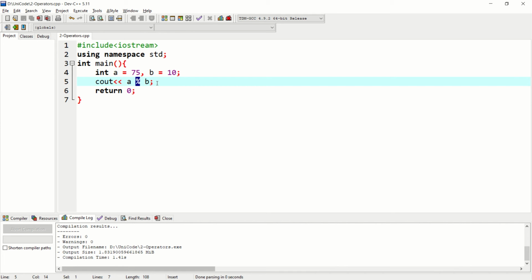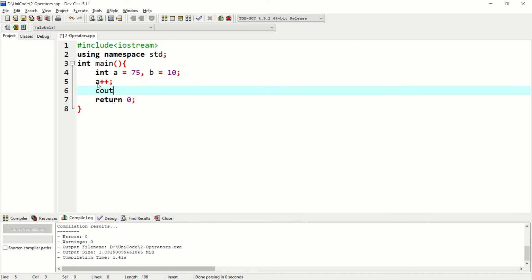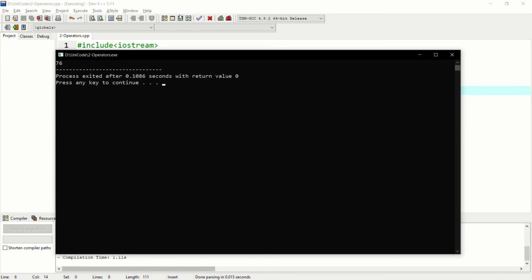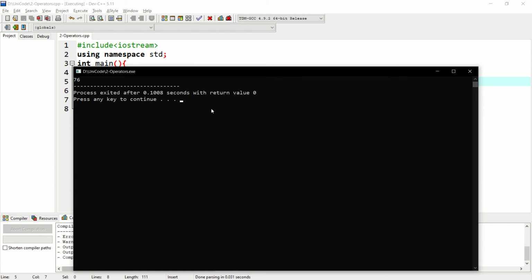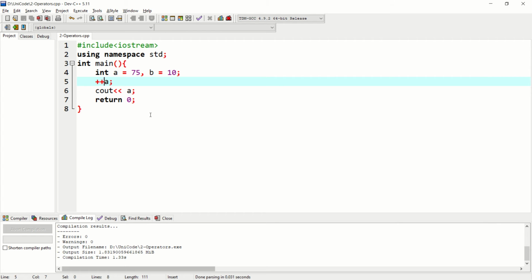Okay, heading next, we'll talk about increment. What do you understand by the word increment? Increment means increasing someone's value. Okay, so if I write a plus plus, cout a, you can see here an output of 76. Okay, and we can write it like this also, plus plus a. You can see here the output 76, having the same input and having the same output.